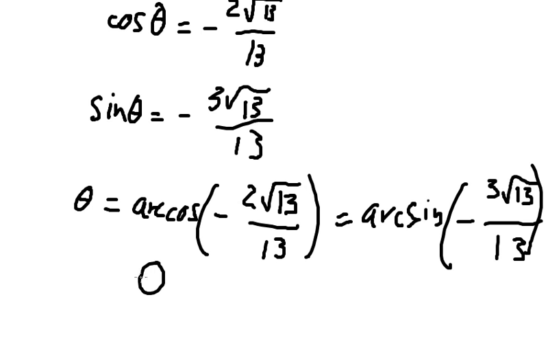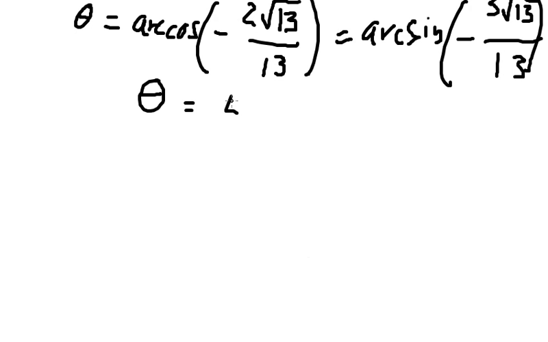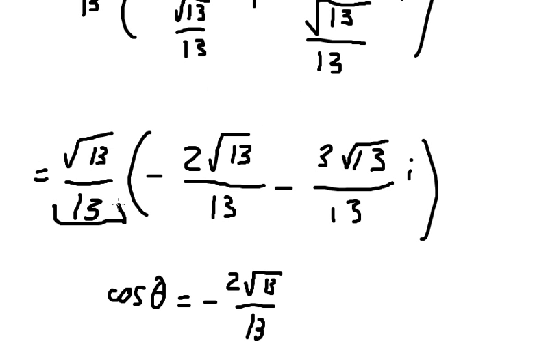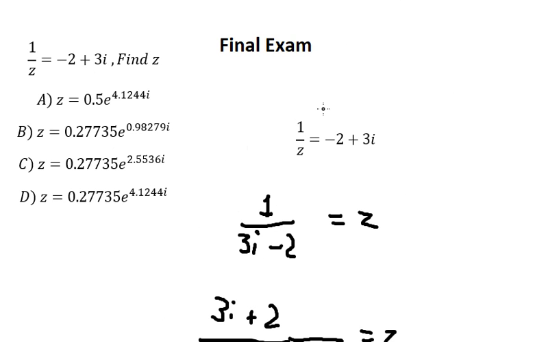So we calculate this one in radian, and that is 4.1244. So this is about radian, and we know that this one we can find approximate that is about 0.2774. So in this one we need to select about D.